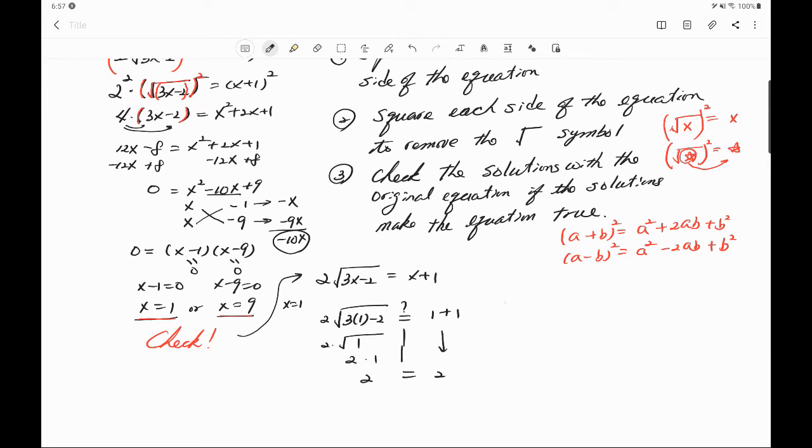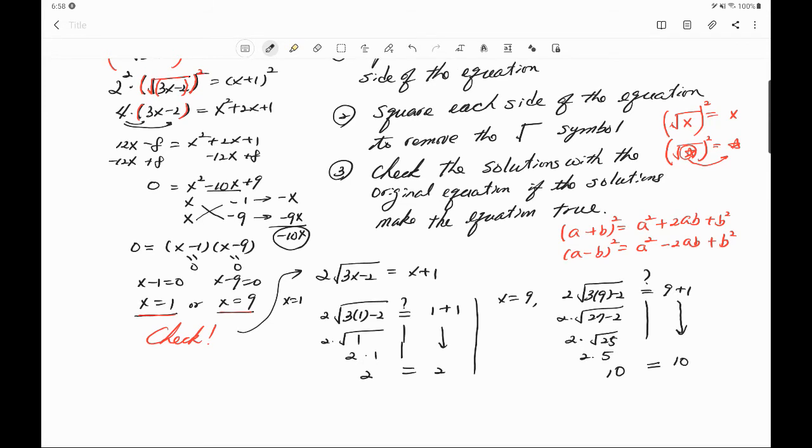How about the next one? If x equals 9, let's see what happens. 2 times square root of 3 times 9 minus 2 equals 9 plus 1. Let's check whether this is true. Then 2 times square root of 27 minus 2 is 25. Okay, 27 minus 2. So 2 times square root of 25, that is 2 times 5, so that is 10, right? And then 9 plus 1 is also 10.